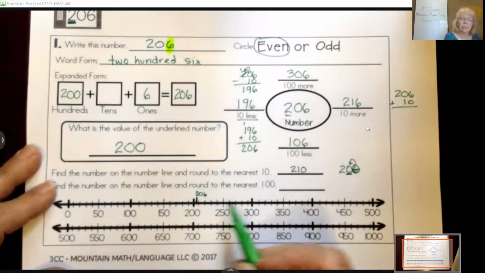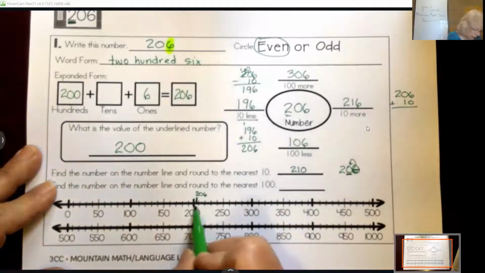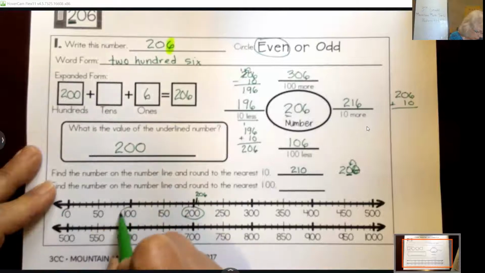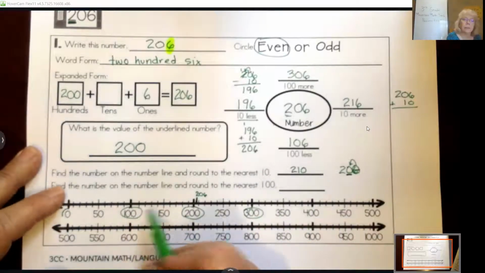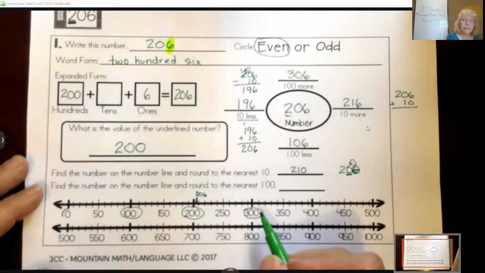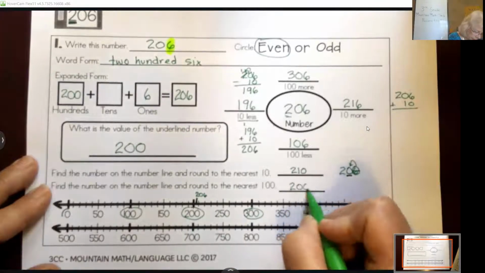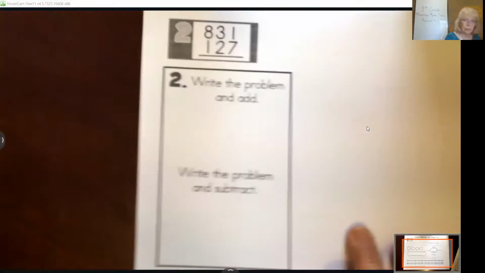Now they want us to round to the nearest hundreds place. This one we really could use a number line because we just ask, is it closest to 100, 200, or 300? Those are the ones that it is in between. And clearly, it is closest to 200. All right, we're done with that page. Let's move on to problem number 2.